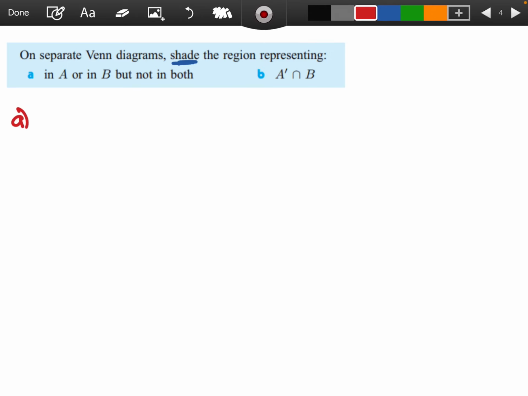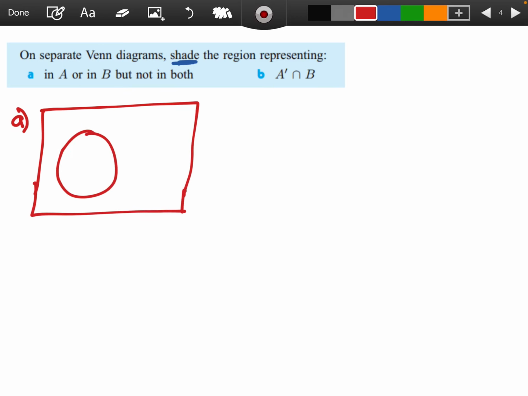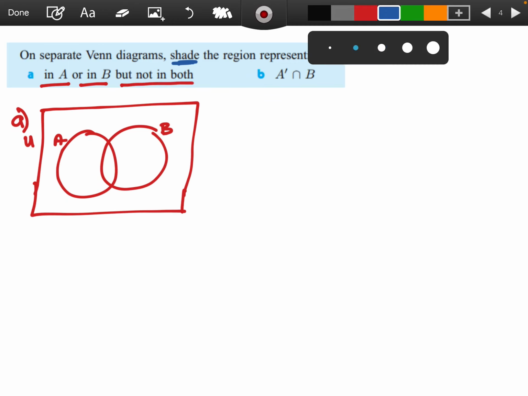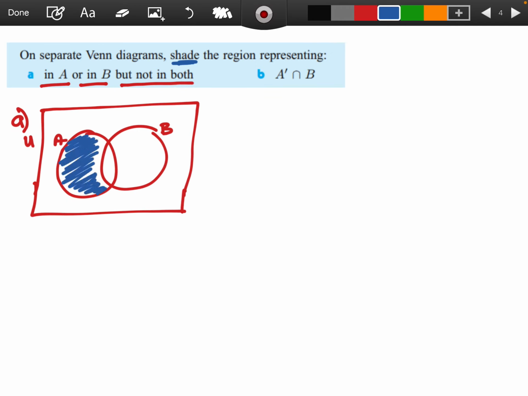So in part A, we're going to draw our Venn diagram. And we're going to put our circles in, so universal set, A and B. So it says shade the region representing in A or in B, but not in both. So it has to be in an A circle or a B circle, but it can't be in both. So that's inside the circles, but not the middle section. So we're just going to kind of shade in there, and we will shade in over there. So the sections they want are in A or in B, but not in both.